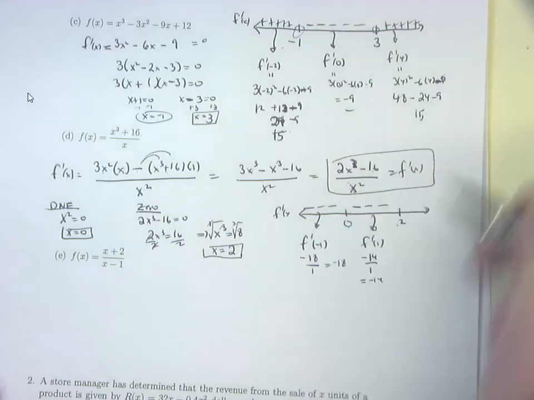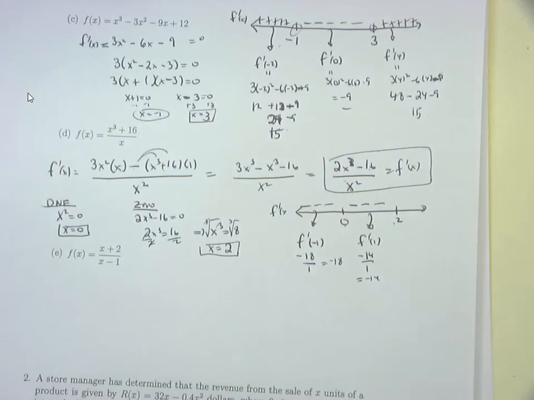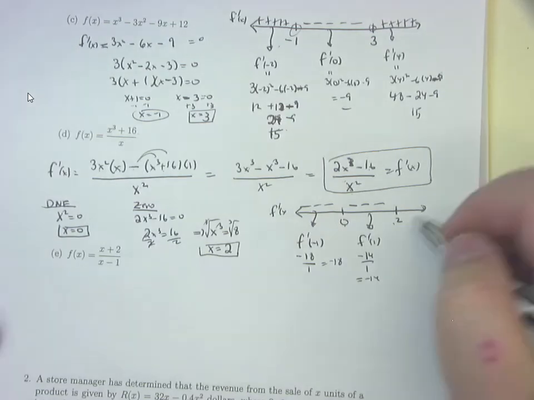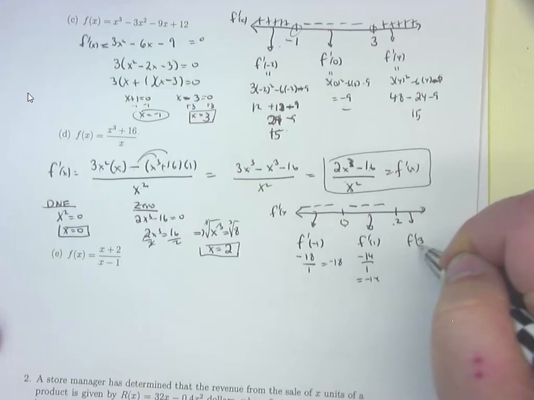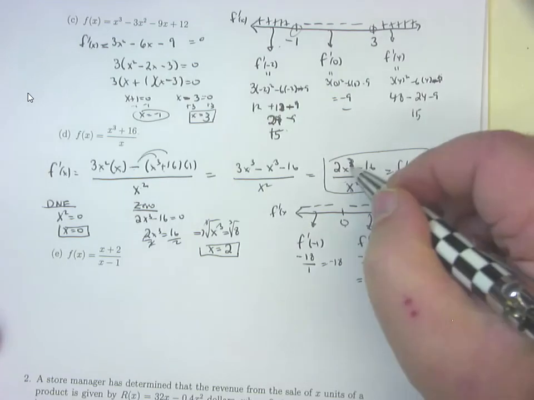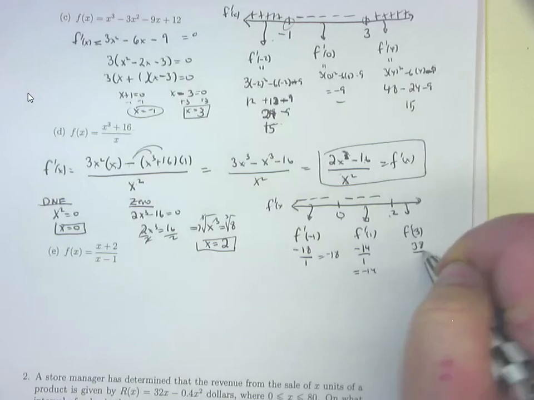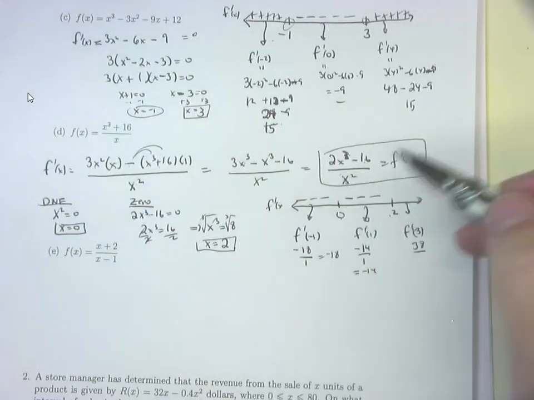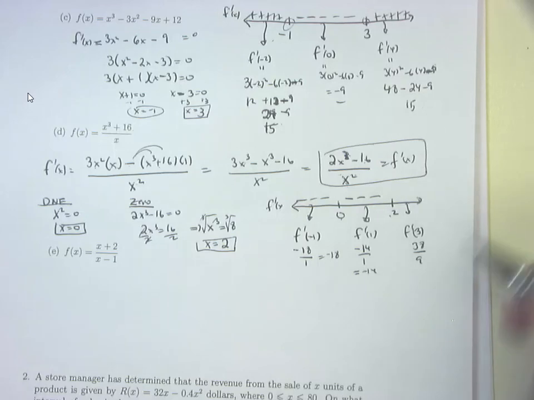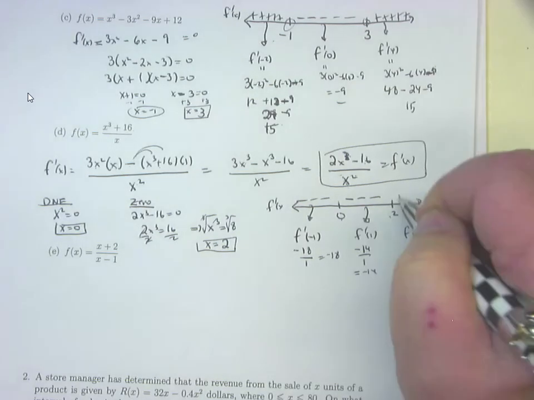It's still negative. It didn't change signs. I know you guys think there's a pattern every time. No, it's not. Now pick a number bigger than 2. I choose 3. Plugging in 3 into this thing, 3 cubed is 27 times 2, minus 16 is 38. Divided by, here we go, plugging in 3, 3 squared is 9. 38 divided by 9, who cares? It's positive.